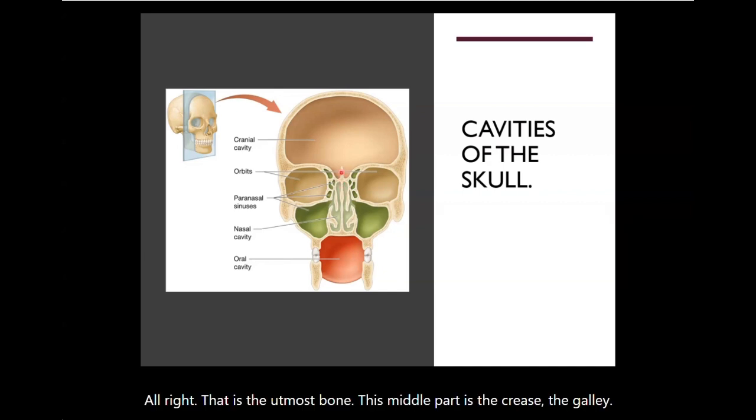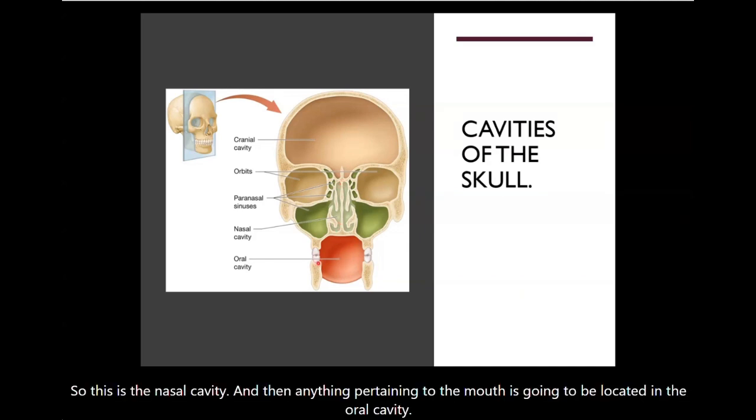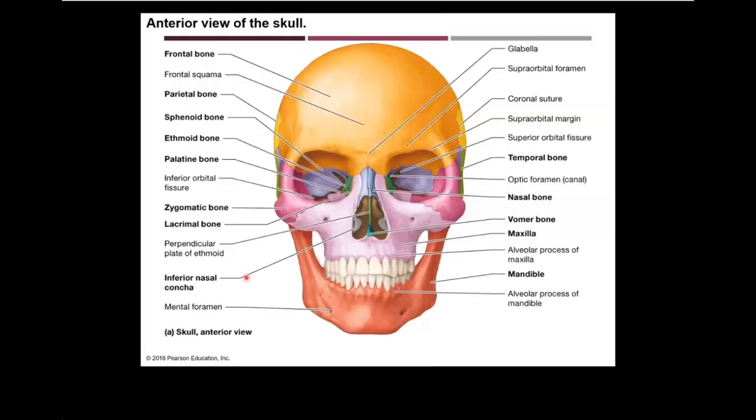This middle part is the crista galli. And don't worry, we're going to get there and we'll talk about it. So this is the nasal cavity. And then anything pertaining to the mouth is going to be located in the oral cavity. So let's review the ones that we learned so far. This is an anterior view.